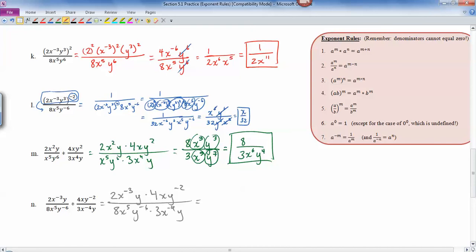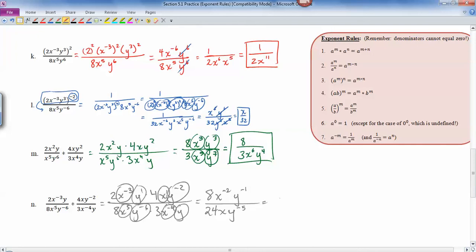If I take the 2 times 4, I get 8. If I take the x to the negative 3 times x, that's x to the first. Well, then I've got negative 3 x's and 1 more x, so that's really negative 2 x's. And then I've got a y and a y to the negative 2, so that's y to the first times y to the negative 2, so that turns into y to the negative 1. And then on the bottom, I've got an 8 times 3, which is 24. I've got an x to the fifth times x to the negative fourth, which is just x. And I've got a y to the sixth times a y, which is a y to the negative fifth.